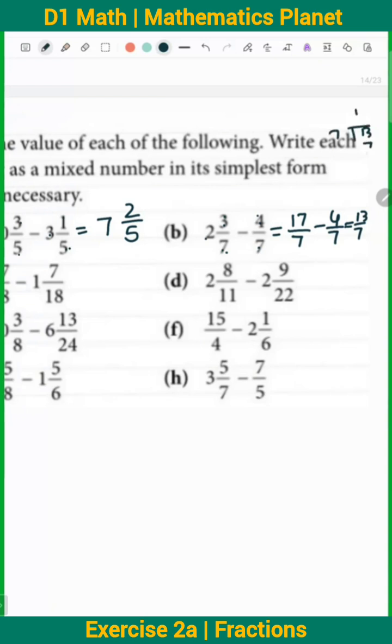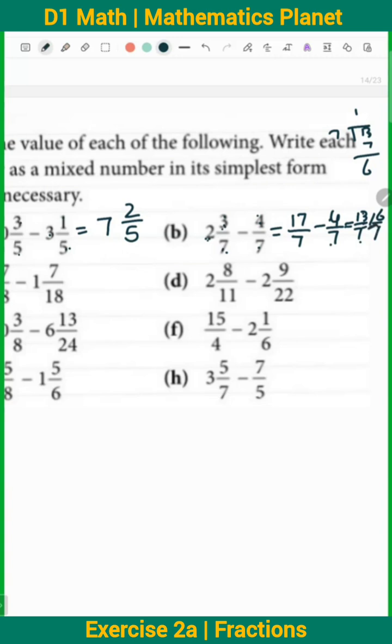Miss, I don't understand this one. Can you explain one more time? Yes, Fatma. 7 times 2 is 14, 15, 16, 17. So you just converted it to the improper fraction first. So you got 17 by 7 minus 4 by 7. 17 minus 4 is 13 by 7. Now when you convert 13 by 7 into a mixed number, you get 1 whole 6 upon 7. Okay, Miss. I understand it now. Thank you.